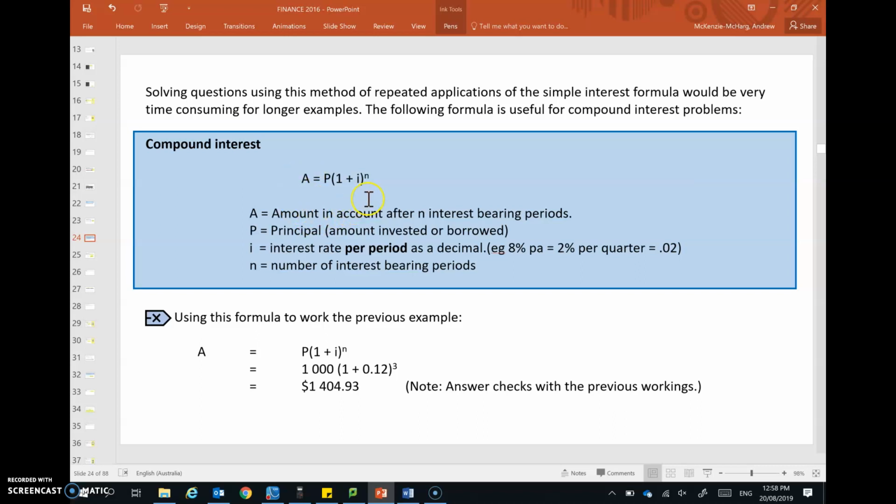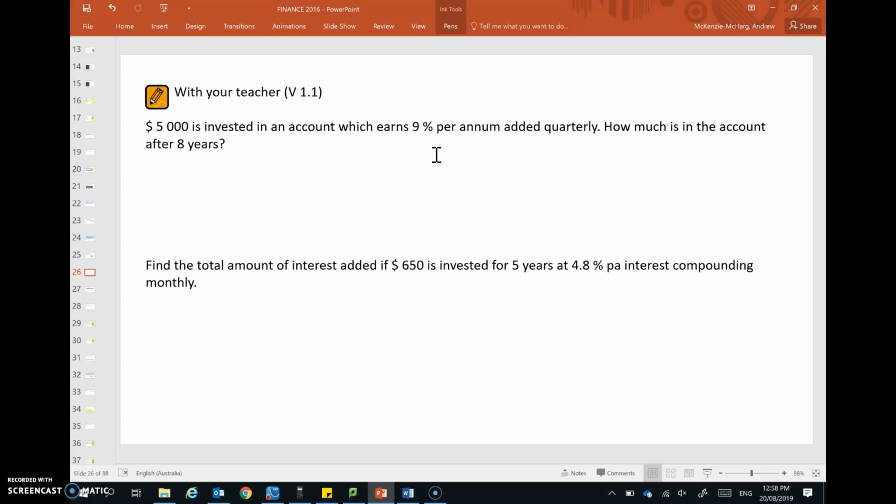Instead of an interest rate of R, we have an I for interest rate per period, so we need to adjust that depending on how often the account is compounding. And instead of time in years, we have the number of interest-bearing periods, that N value. So that needs to be adjusted as well. So let's look at these two examples.